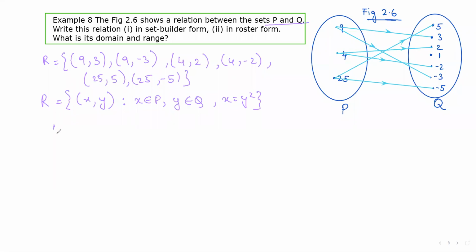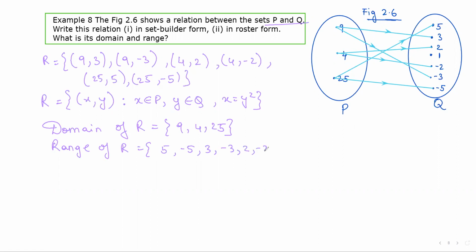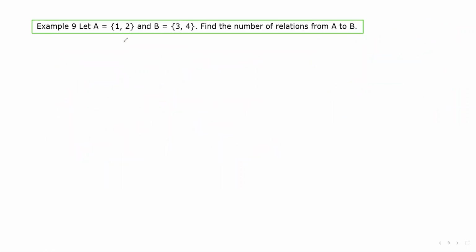What is domain and range? So domain of R will be all the first elements, which is 9, 4, 25, and range of R will be equals to 5, minus 5, 3, minus 3, 2, minus 2. All the second values of your ordered pairs. Next. A and B are given to you. You have to find the number of relations from A to B. So, number of relations from A to B. You do not have to write the relations. You just have to find the number of relations.